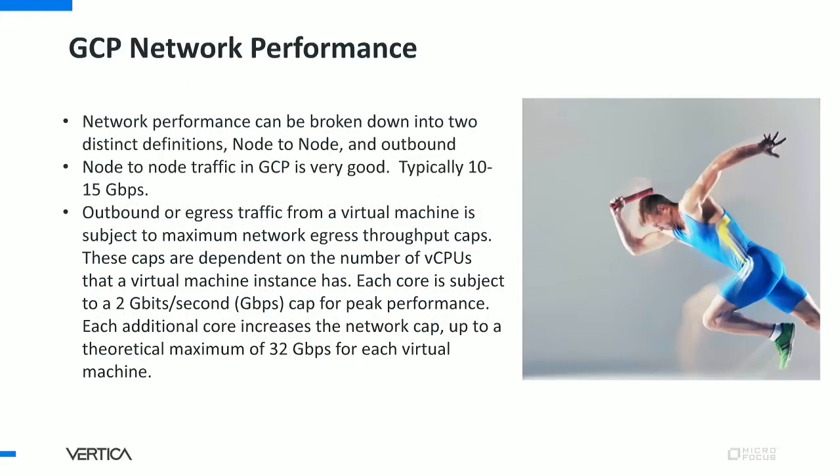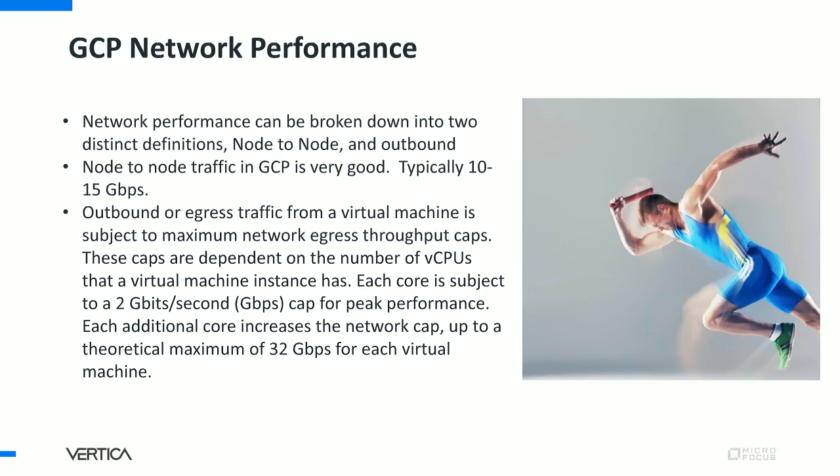Network performance in GCP can be thought of in two distinct ways. There's node-to-node traffic, and then there's egress traffic. Node-to-node performance in GCP is really good within the zone, with typical traffic between nodes falling in the 10 to 15 gigabits per second range. This might vary a little from zone to zone and region to region, but usually it's only limited by the existing traffic where the VMs exist. So kind of a noisy neighbor effect.